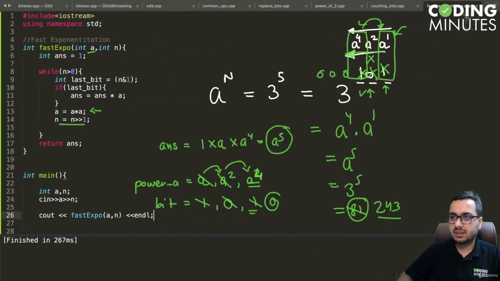So I hope this is now clear. This is what we are exactly doing. We are updating our answer when the last bit is 1, and we also have the right power of a generated because of this repeated squaring of the values.